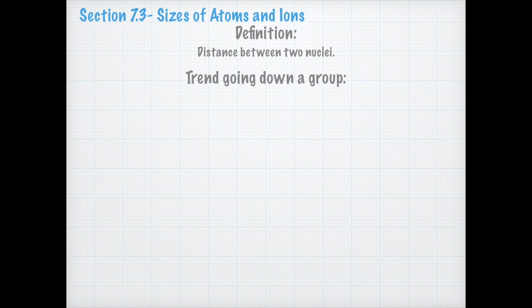So as far as size is concerned, as you move down a group, the size of an atom increases. It increases because as you move down the periodic table, you increase the number of energy levels. And therefore, as you increase the number of energy levels, the size of the atom is going to increase.